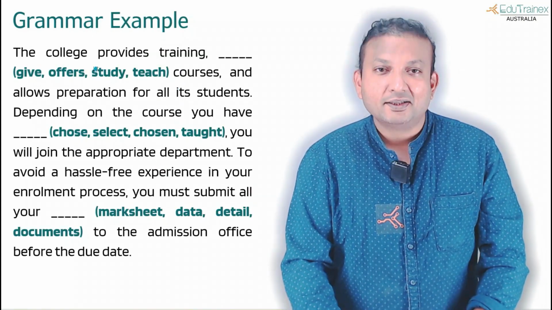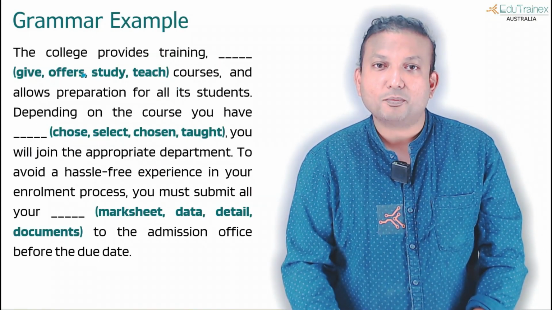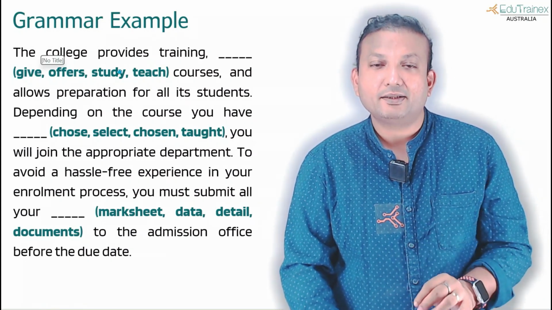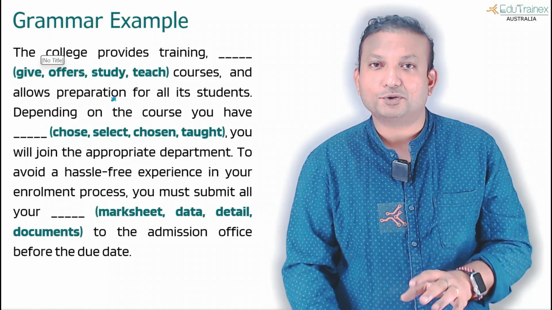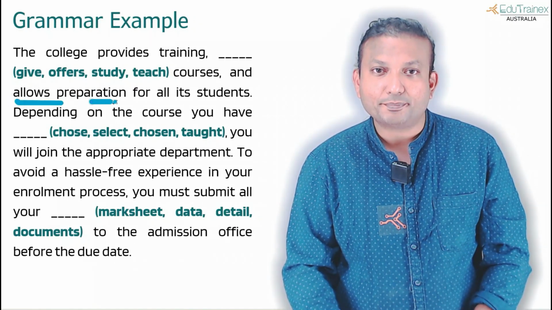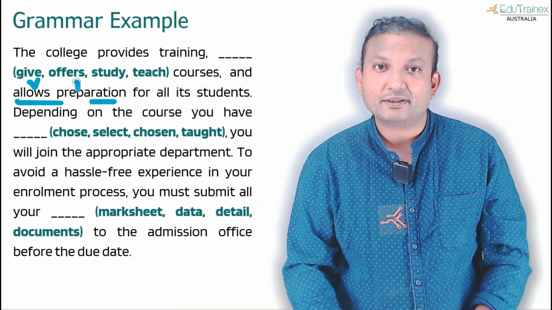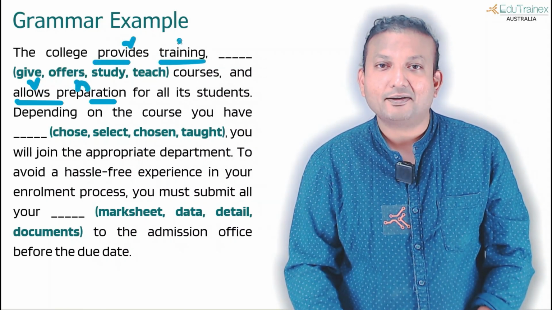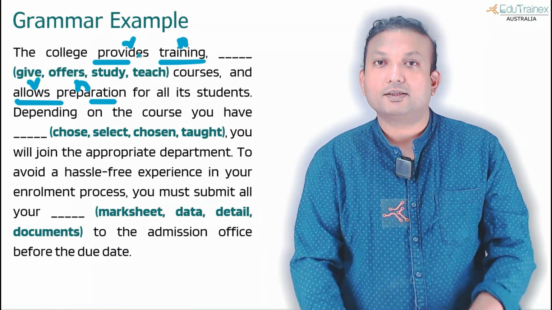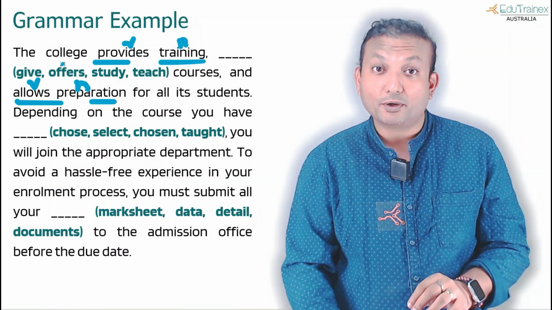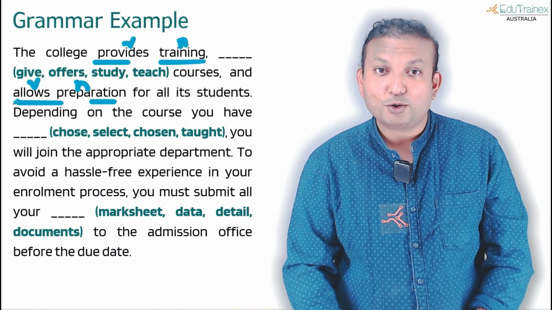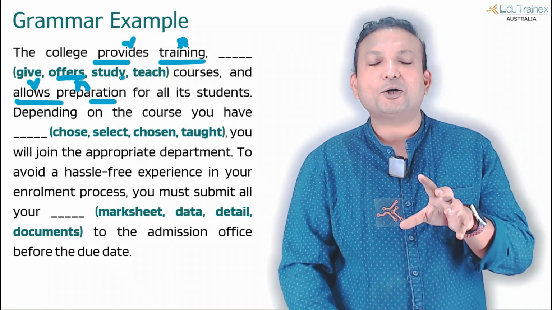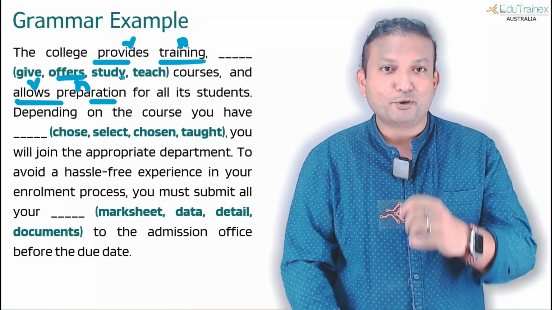Let's do an example. The college provides training, dash courses. Cut that. The college provides training, dash courses and allows preparation. Do you see a pattern here? See, allows preparation. Allows is a verb and preparation is a noun. What about this one? Provides training. Again, verb and noun. So what will come here? Simple present, singular verb because the college is singular. So provides, allows and over here will be offers courses. So that is the best answer. See how using the grammar pattern we were able to pinpoint the correct answer.